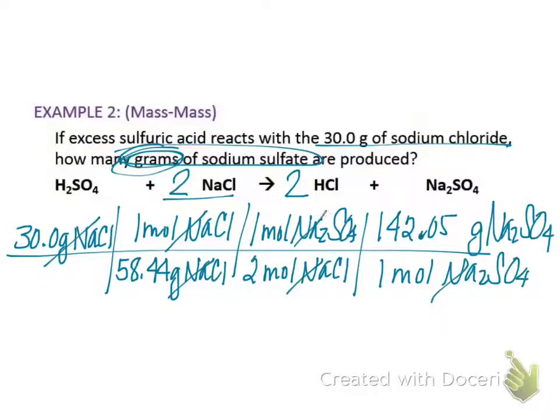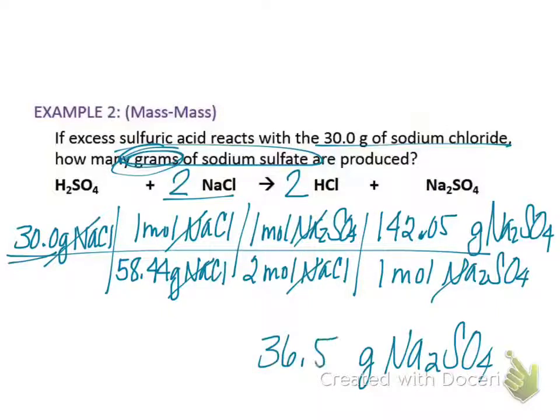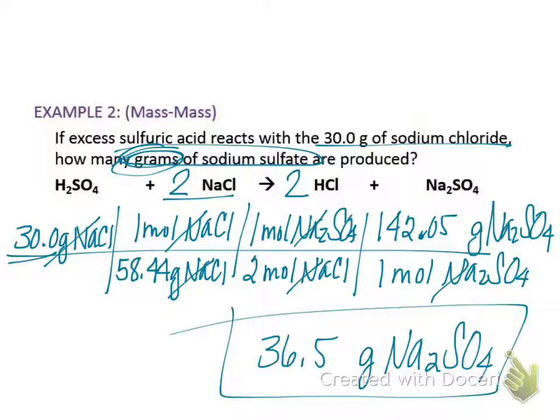Cancel, cancel. So now I multiply by on the top and divide by the bottom, and what do you guys come up with when you do that in your calculator? So how many sig figs do we need? 3. So 36.5 is my answer. Any questions at this point?